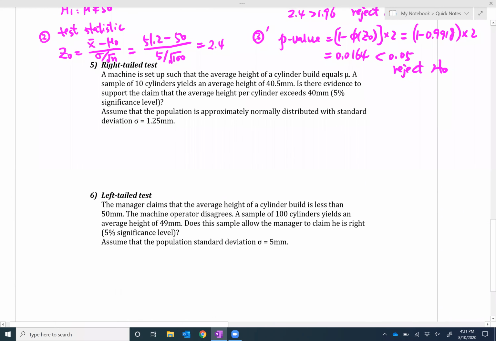Now let's have a look at the right tail test. So what's the difference between a right tail test? Previously, we always assumed mu equals 50 or not, but now you see here, mu exceeds 40 or not, right? Whether it exceeds that is a right tail test. So now let's formulate the hypothesis.